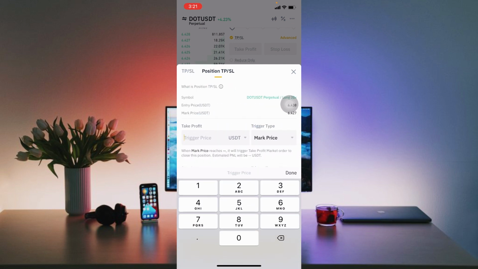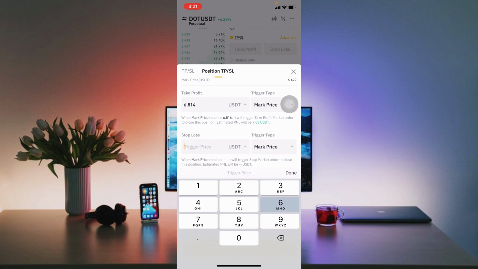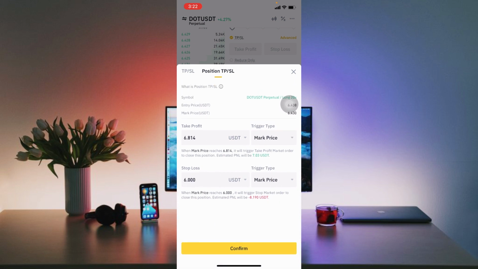So remember, our TP was 6.814. If this price hits 6.814, I'm going to earn 7.03 USDT. But if the price falls to 6.00, that means I'm going to lose minus $8. So you can click on OK to confirm, if you want to calculate how much you are going to earn at the end of a trade.